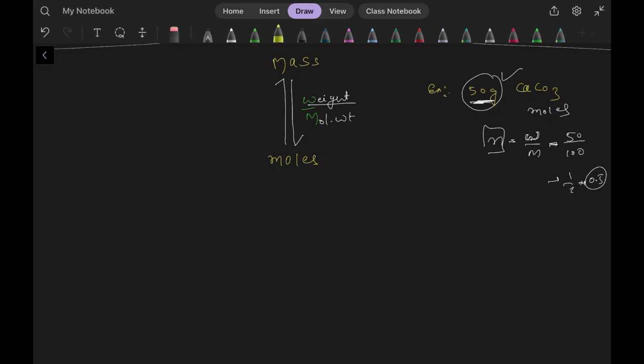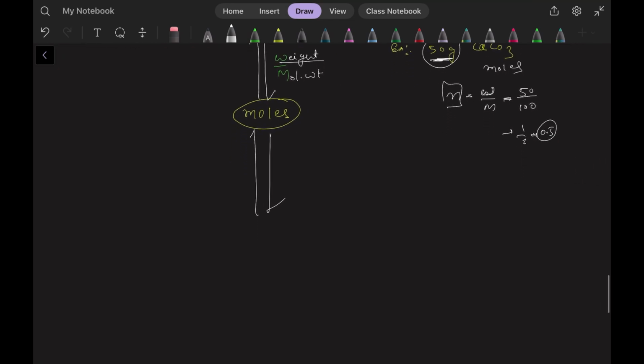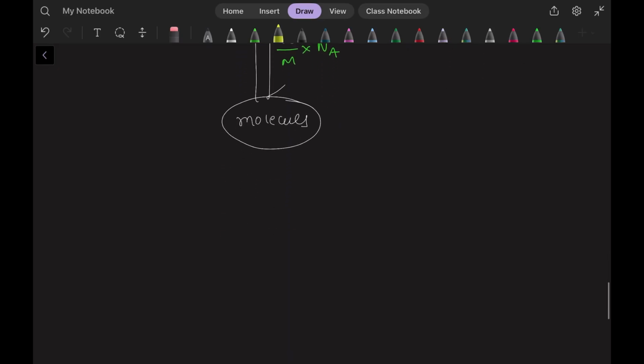Next thing, moles I have to convert into molecules. I told you, entities. Please remember the 2 types of direction I am mentioning. I repeat, it is important. Please don't miss. Weight divided by molecular weight I did. After that I multiplied by Na. You can see the above question once and you will understand. These molecules can be atoms, protons, electrons and neutrons also.